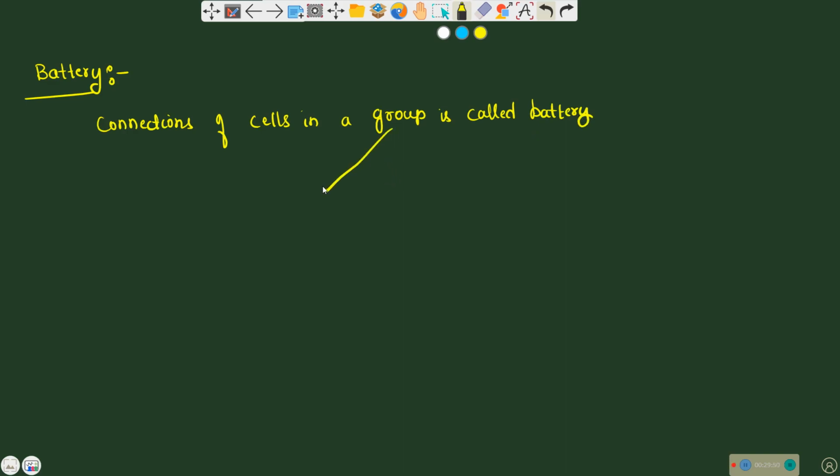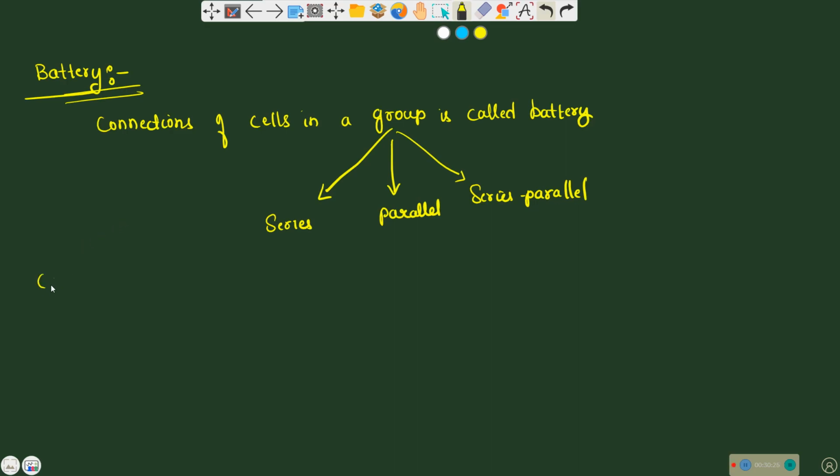Okay, what is group? Group of cells, it may be series, it may be parallel, it may be series parallel. This is how grouping is made to form a battery. So we can say that whenever more than one cell is connected in series or parallel or mixed, it is called grouping. Cells can be connected in series, parallel or series parallel.